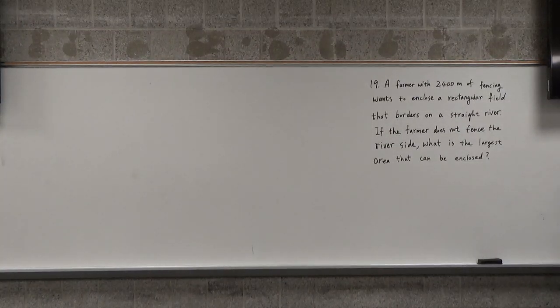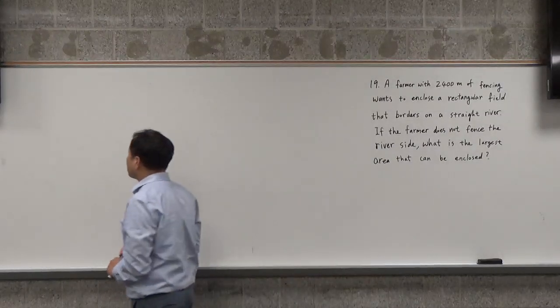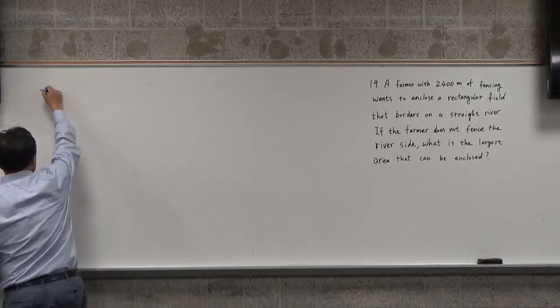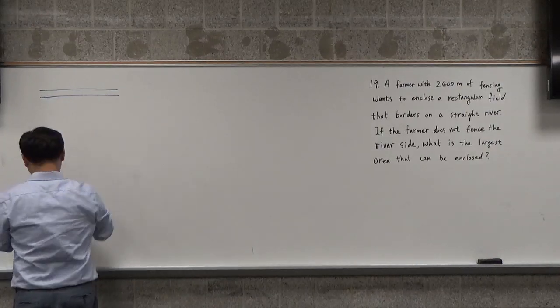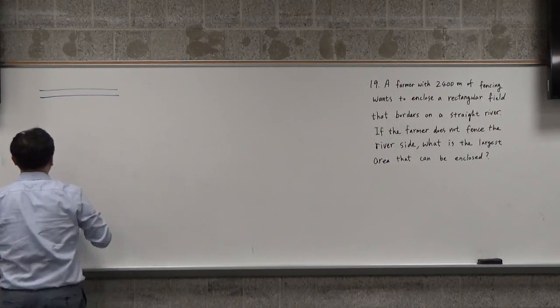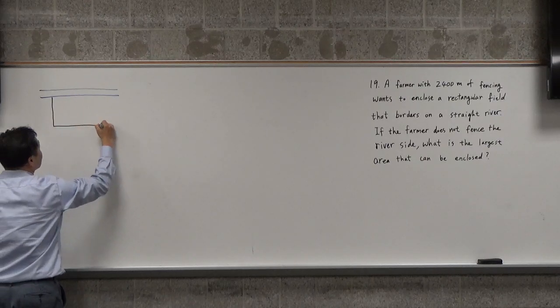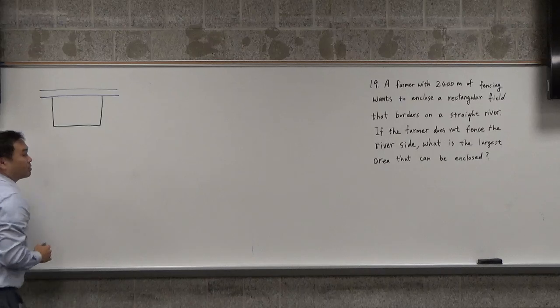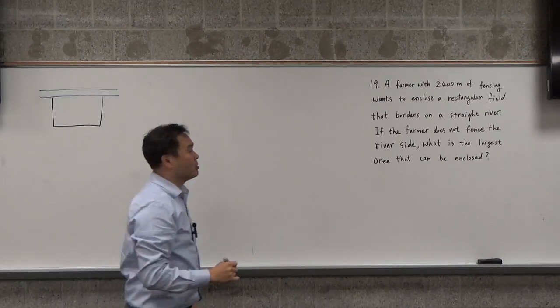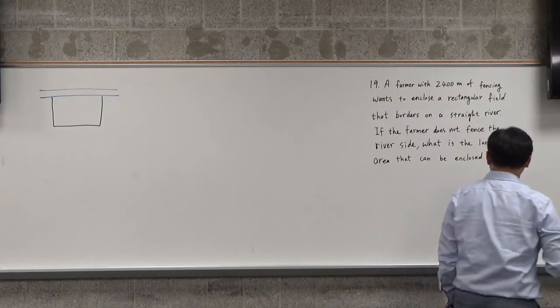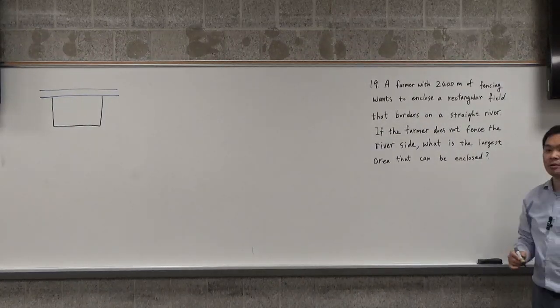Okay. A farmer with 2,400 meters of fencing wants to enclose a rectangular field that borders on a straight river. If the farmer does not fence the river side, what is the largest area that can be enclosed? Now let's try to draw a picture to help us understand what's going on. Here's a straight river, and the farmer is trying to enclose a rectangular region like this. And the goal is to make the area as big as possible. Okay. And that's the question.